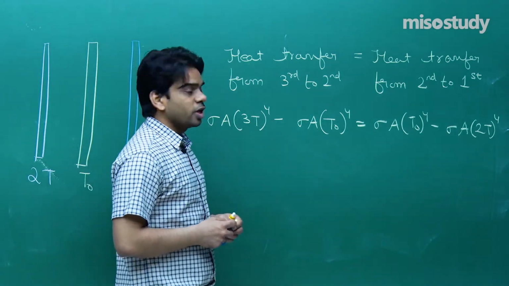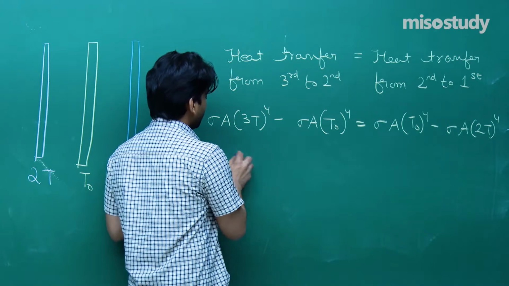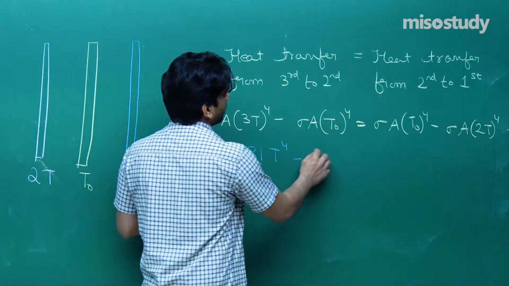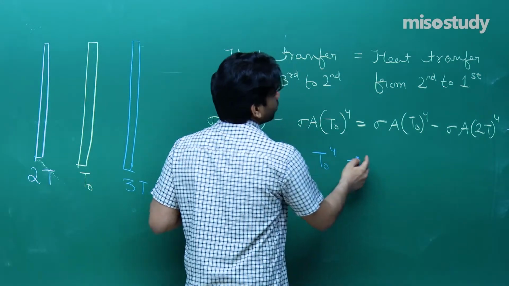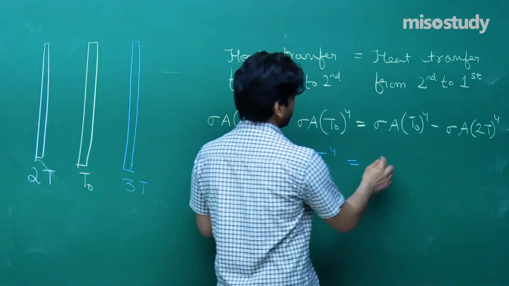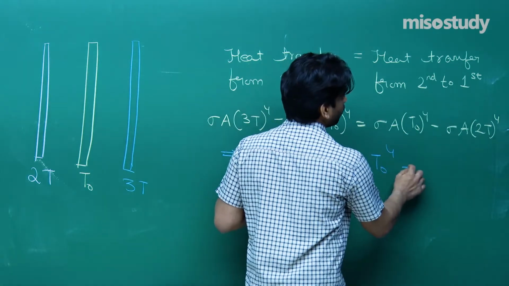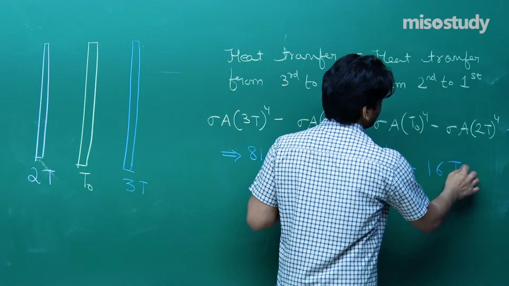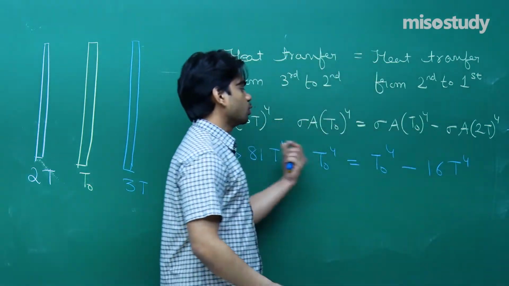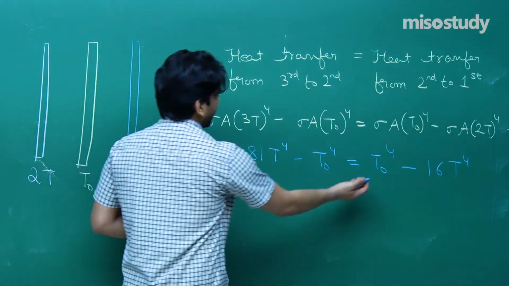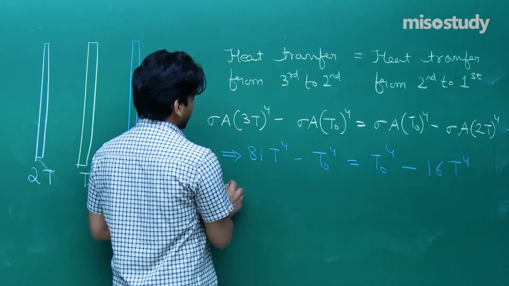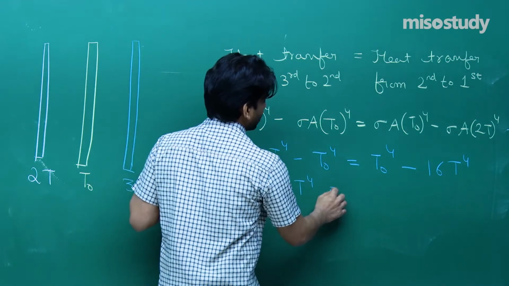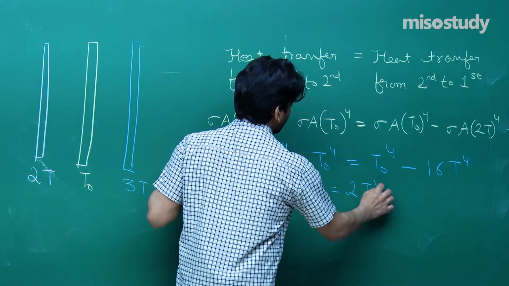3 to the power 4, that is 81. So 81 T to the power 4 minus T0 to the power 4 is equal to, I am not using sigma, that will be cancelled out, T0 to the power 4 minus 2 to the power 4, that will be actually 16 T to the power 4. Now from here, if you take T to the power 4 here and this you bring here, you will be getting 81 plus 16, 97 T to the power 4 is equal to 2 T0 to the power 4.